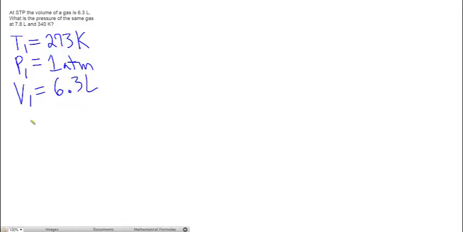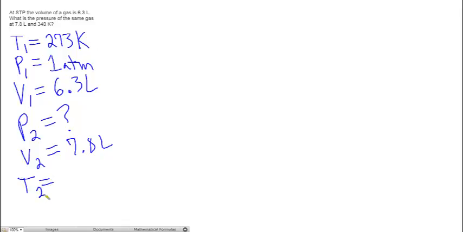Then they ask, what is the pressure, a new pressure, so P2 equals question mark, of the same gas at 7.8 liters, that's a volume, and 340 K, that's a temperature. So just to double check, our temperature units match up and our volume units match up, and we're in the temperature units of Kelvin, so that's good. We don't have to do conversions.